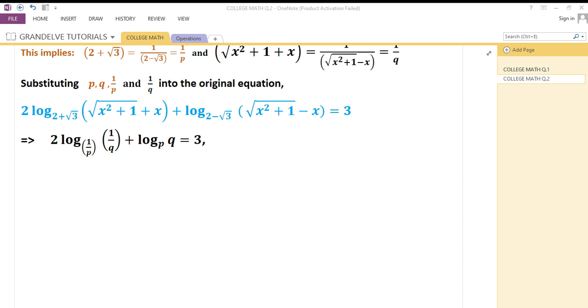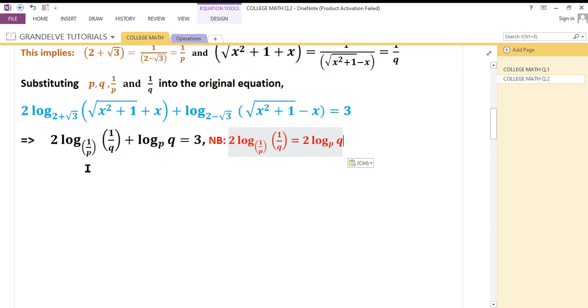Before we go on, I want you to note this: anytime that you have an expression like 2 log 1 over p as the base of the expression 1 over q, that expression can be written as 2 log q base p. Let me repeat this part again. I'm saying that anytime that you have 2 log 1 over q base 1 over p, it is the same as the expression 2 log q base p.